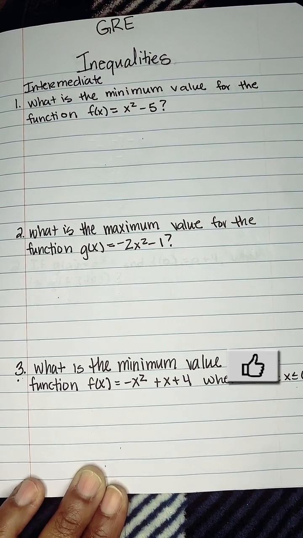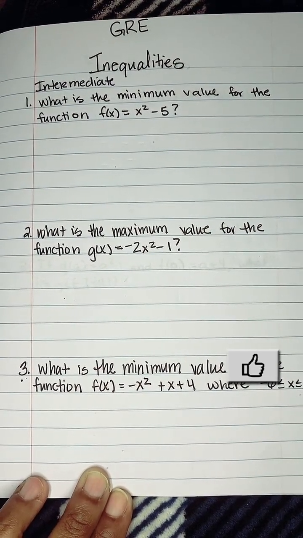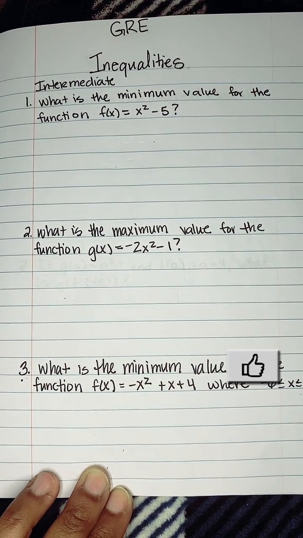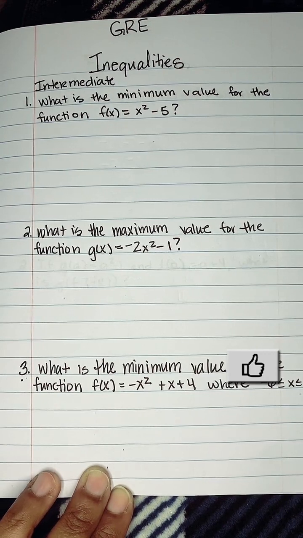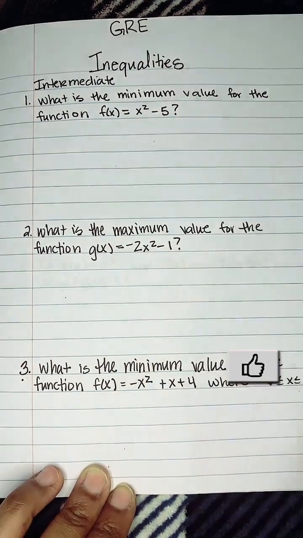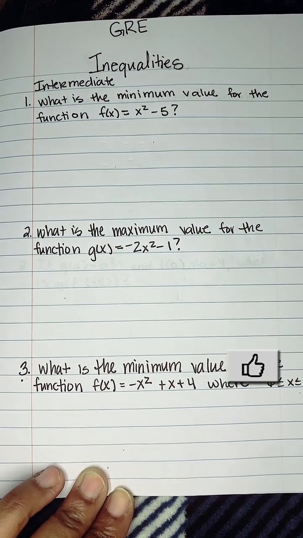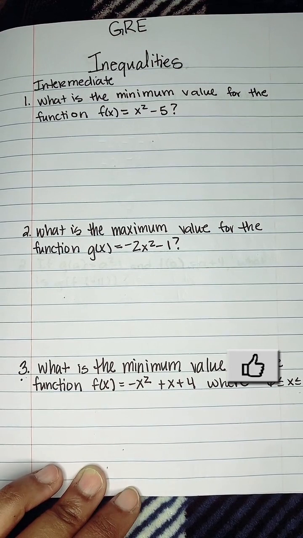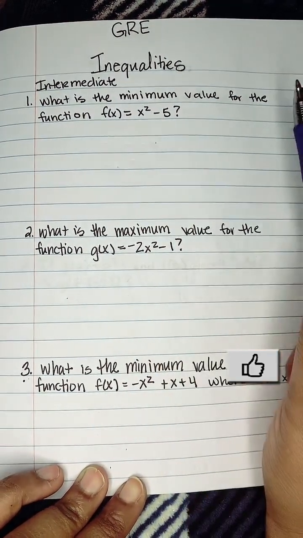Okay, so we have made it into the intermediate level of questions, okay? So it says, what is the minimum value for the function f of x equals x squared minus 5? Okay, so it's asking us for the minimum value. And this is a quadratic, you guys.